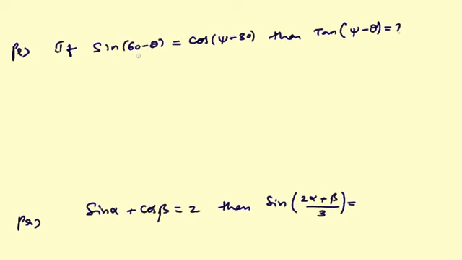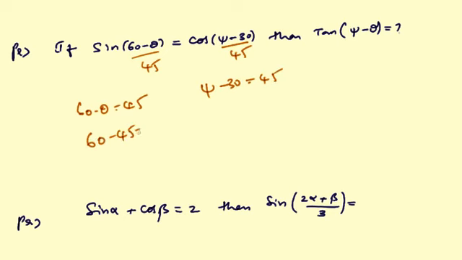So I'll take this as 45 degrees, and this again as 45 degrees. So I'll take 60 minus theta is nothing but 45, and again pi minus 30 is nothing but 45. So 60 minus theta means 60 minus 45 is equal to theta. So it will become 15 degrees is equal to theta, and taking the 30 to the other side, pi is nothing but 45 plus 30. So it will become 75.